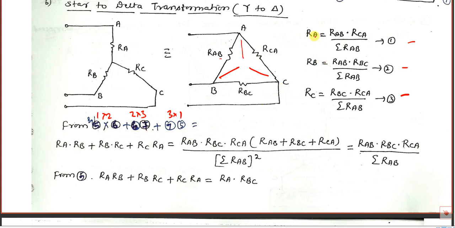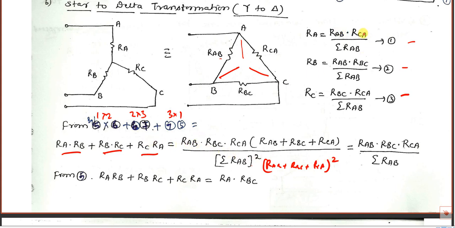If you add this, you will get RARB. Next RBRC. Next RCRA. If I add all this, the denominator is the same. In all the terms, you have the sum of all the resistances of this delta. If I multiply this by sigma RAB, the whole square is nothing but RAB plus RBC plus RCA, whole square.